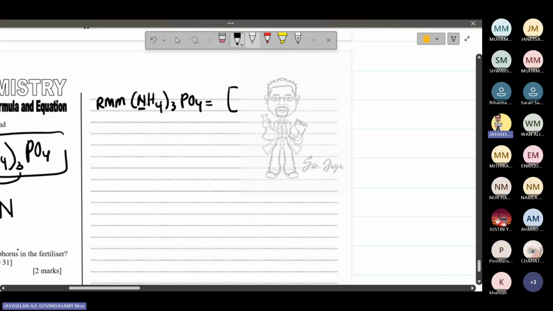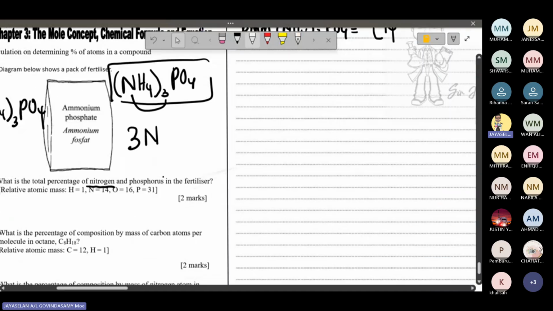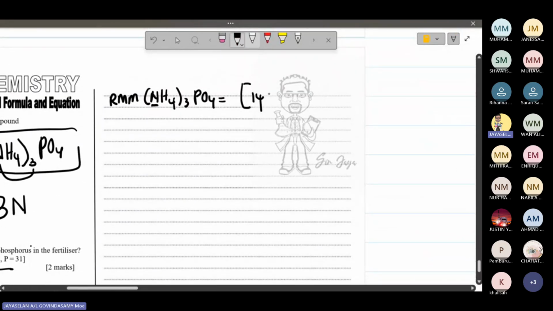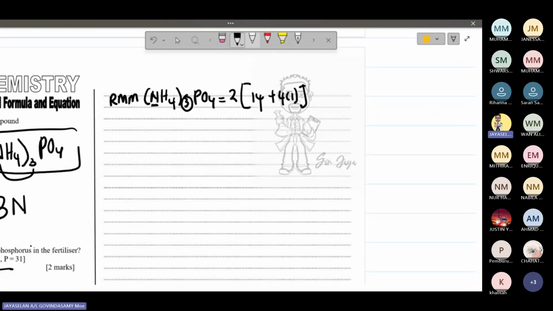Okay, nitrogen ada satu kan? 14. So RAM sudah diberi sini. Okay, hydrogen 4 darab 1. Close the bracket. All things you times 3, right? Depan times 3. Any question?